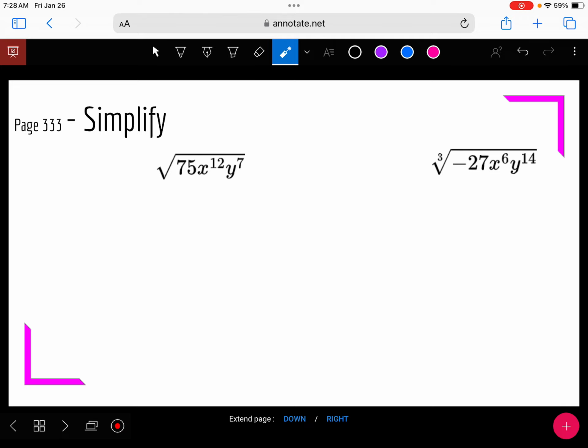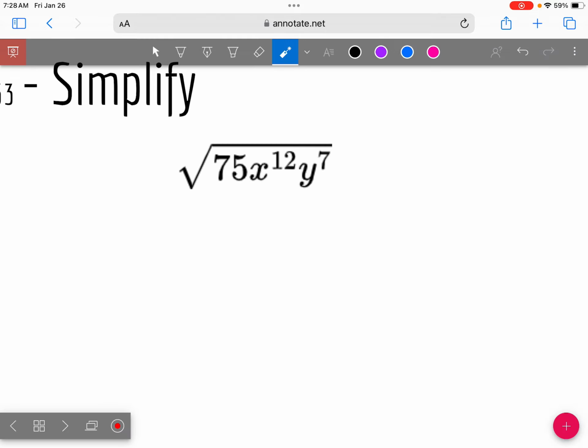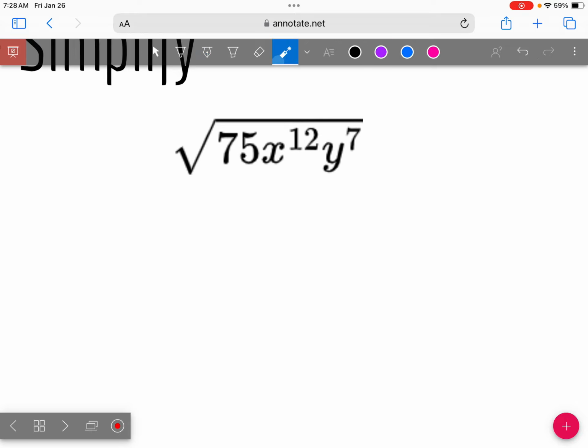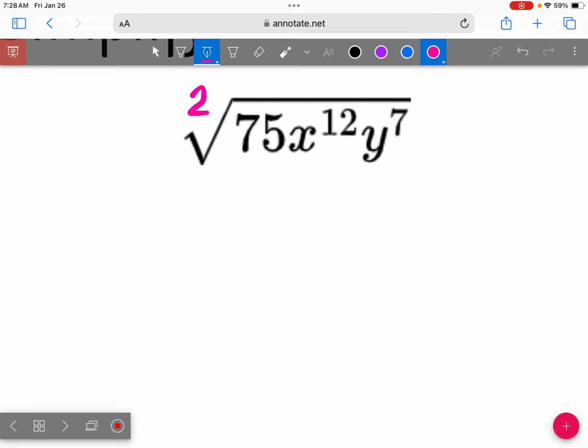So we're going to practice some simplifying stuff. And here's where we're going to start. We're going to start with the square root of 75, x to the 12th, y to the 7th. We've done something like this before. But it's been a couple of days, so we need to remember. What is our index on this one? 2. We just don't have it written here, but the index is 2. So that means we're going to be looking for perfect squares on things.